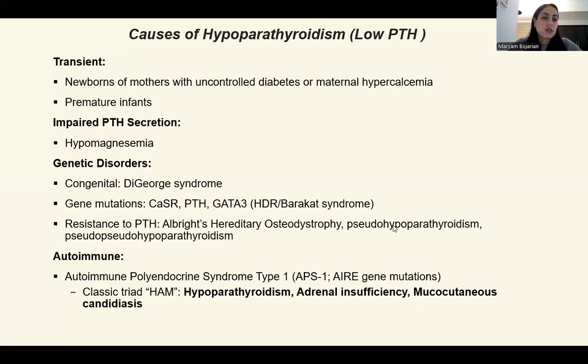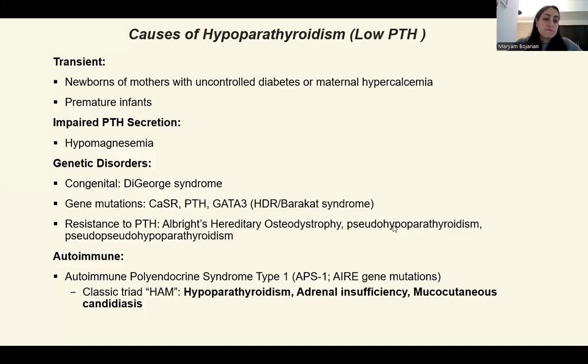Also, a genetic mutation in the calcium sensing receptor or parathyroid hormone can cause hypoparathyroidism. And we do have resistance to parathyroid hormone. In this category, we have Albright hereditary osteodystrophy, and we do have pseudohypoparathyroidism as well.